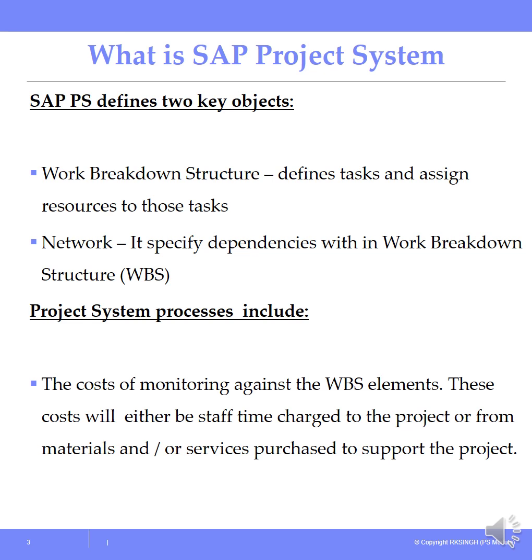SAP PS defines two key objects. The first one is WBS, the work breakdown structure. It helps to define tasks and assign resources to those tasks. The second is the network, which defines dependencies within the WBS. Project System also includes cost monitoring against the WBS element.